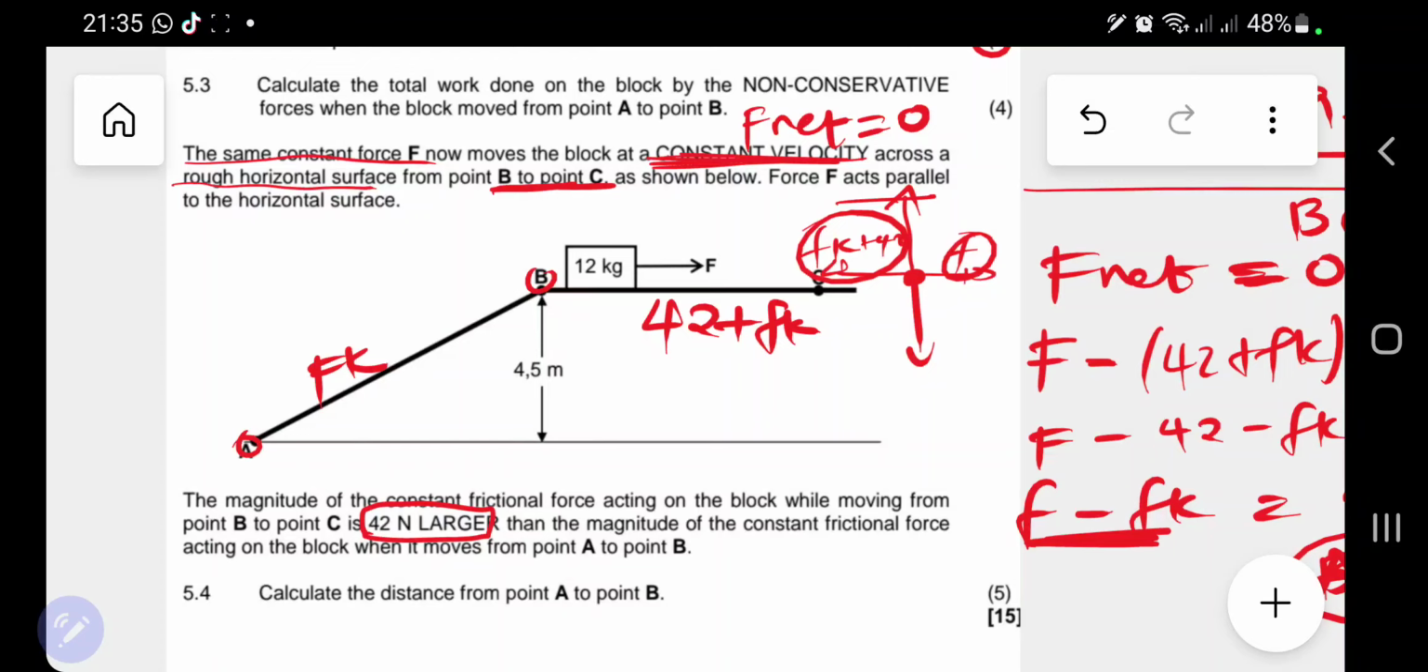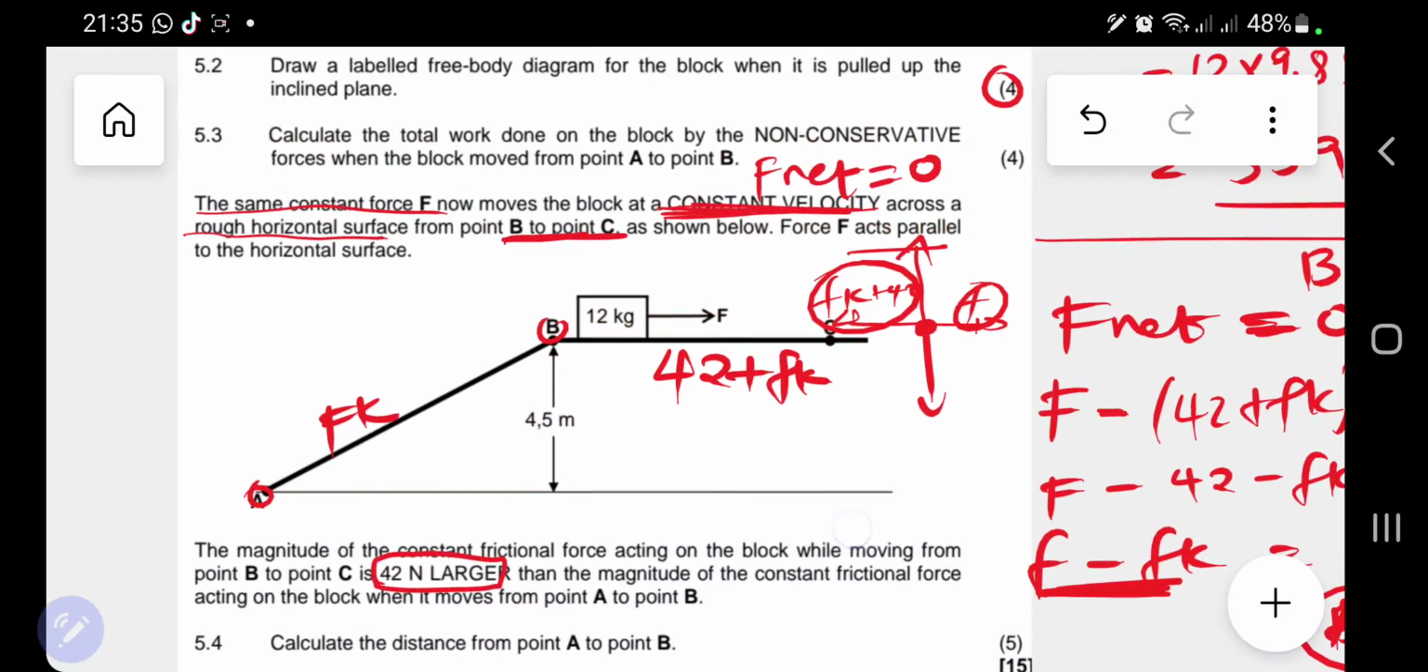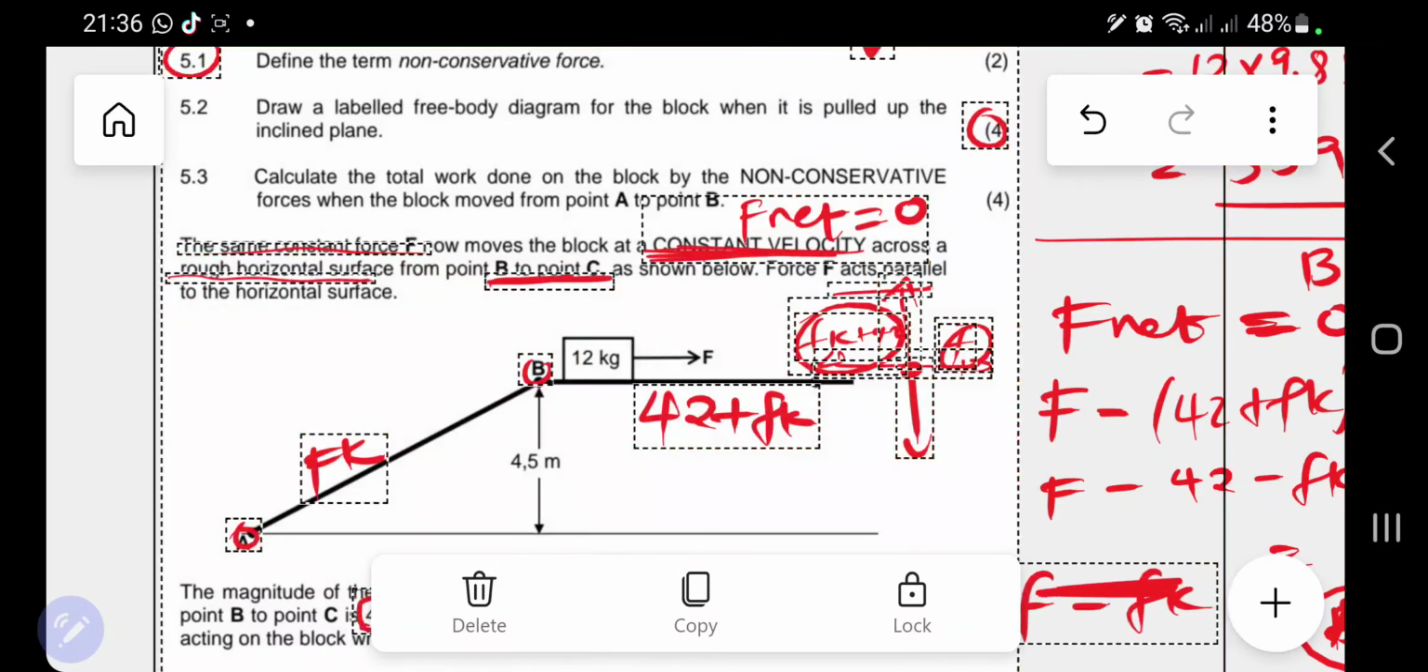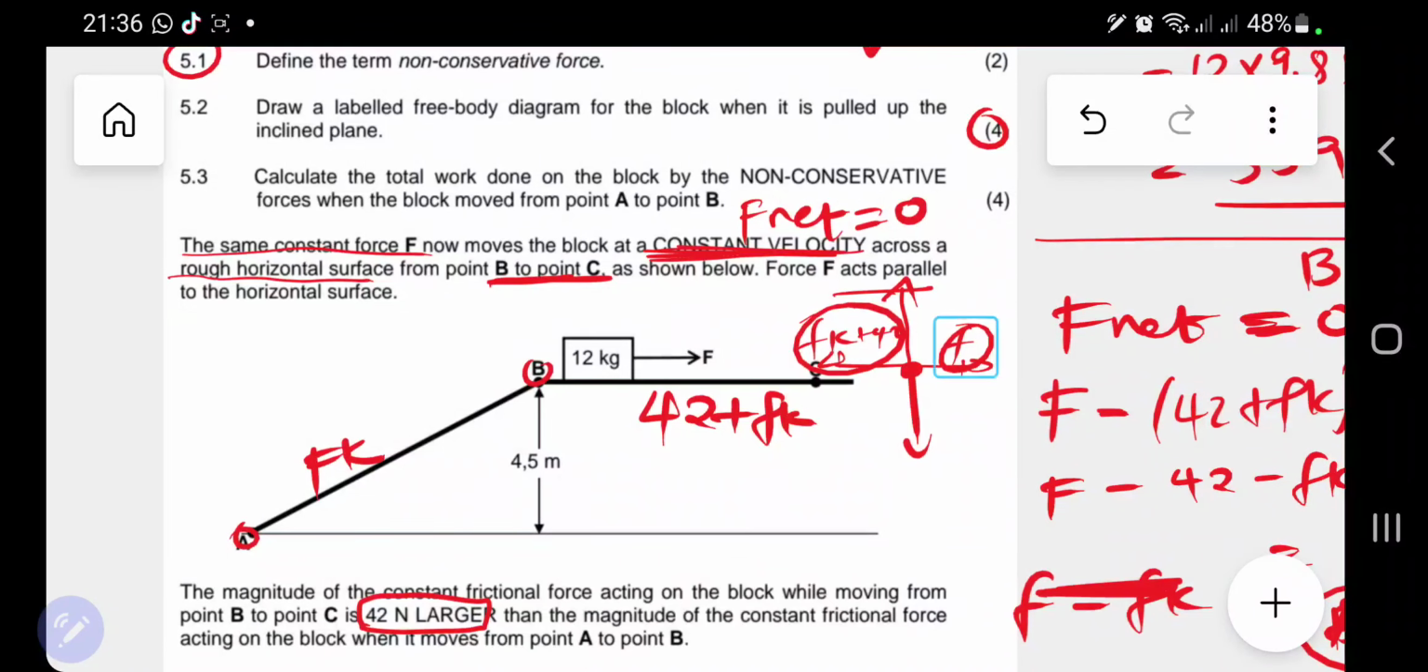So in other words, the net work done on this object to move from A to B has not changed. It's just going to be the same as the one that we calculated on top. It's going to be 559.58 joules of work done there.